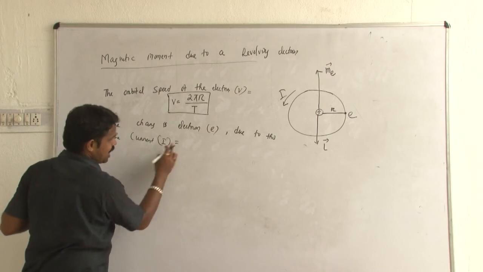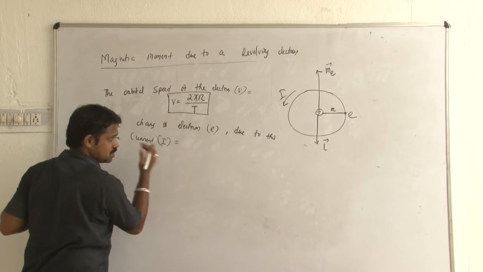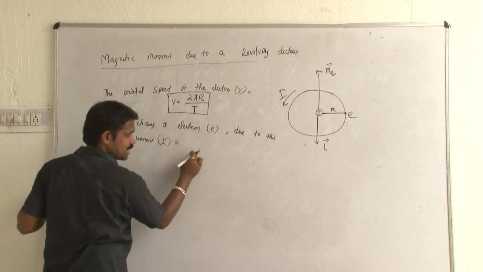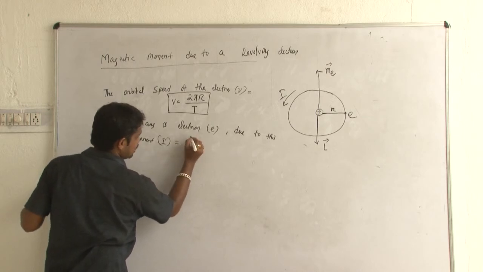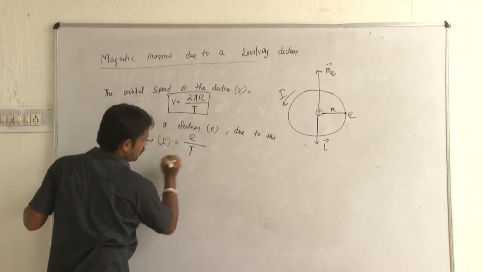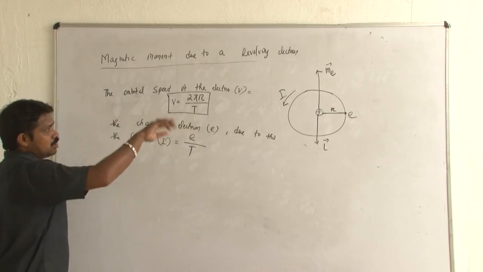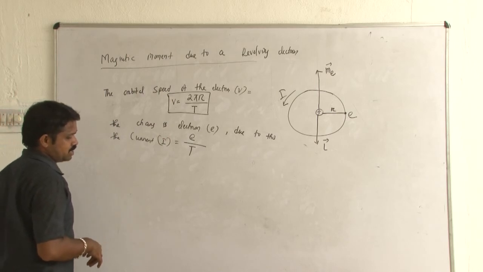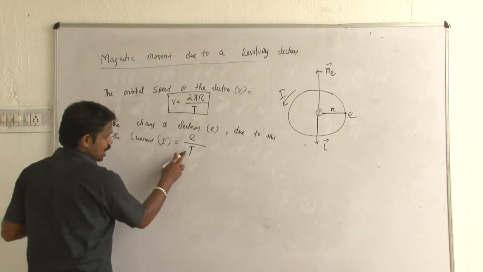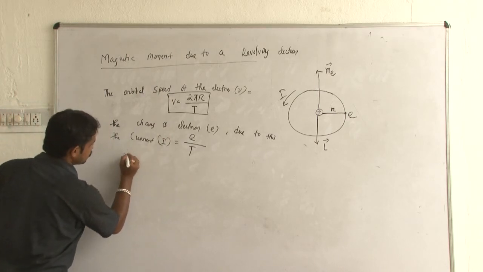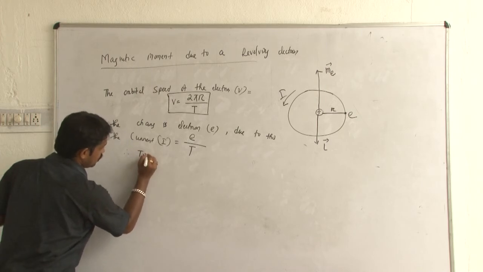So I, what is the formula? I is equal to Q by T, very simple. I is equal to the charge divided by time. So what is the charge? The charge of the electron divided by the time period, the time taken for revolution, e by T, very simple. Clear? Next we have to find out the T. So what is the time period?